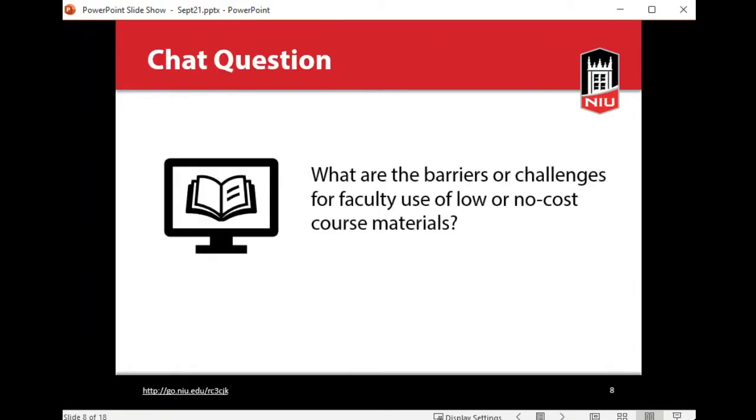Those are definitely some of the benefits, but right now we'd like to hear from you about what are some of the barriers or challenges for faculty to using low or no cost course materials. So if you want to, we'll take a minute, and if you want to drop that into the chat, we'd love to hear what some of the barriers or challenges are for you.